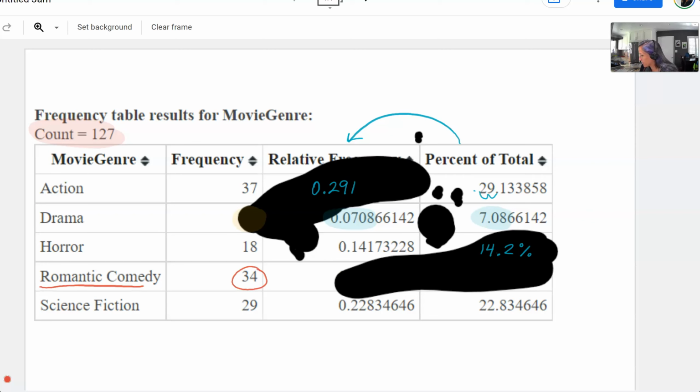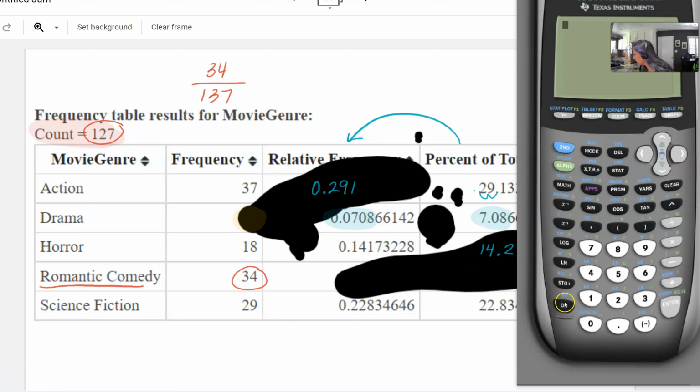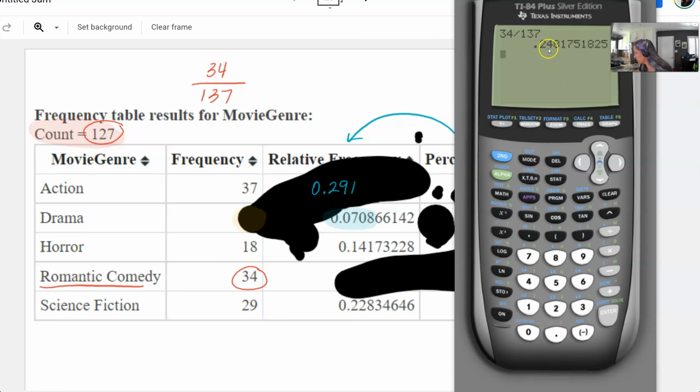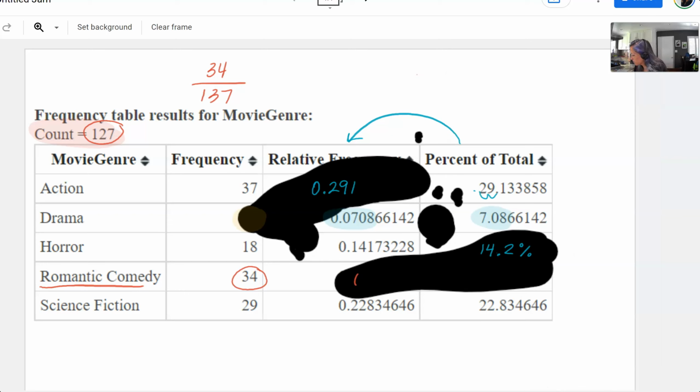We know we have 34 out of our 127 students saying that their favorite movie genre is rom-com. So we're just going to do 34 divided by 137 in our calculator, our part of our whole, and that's going to help us figure this all out. So let's go ahead. 34 divided by 137. Boom. I'm going to move this over so I can read it. Looks like we have 0.248. And yes, we can write that as a percentage as well.